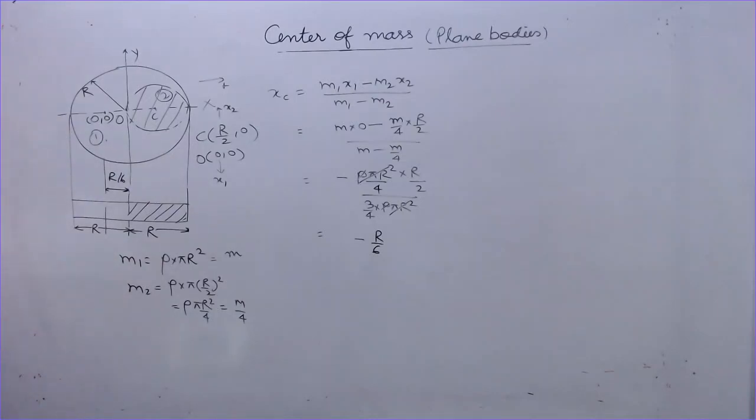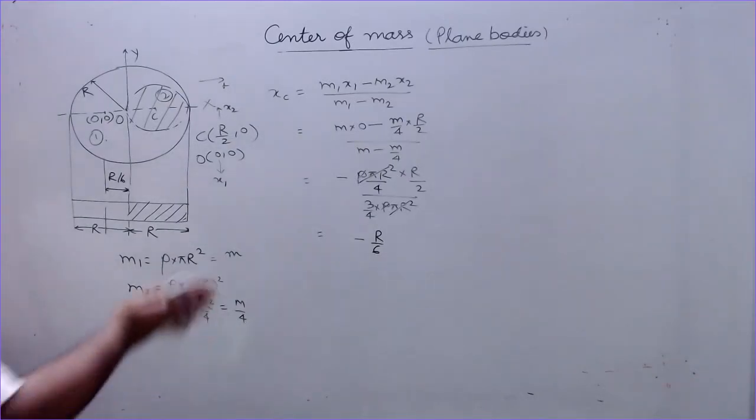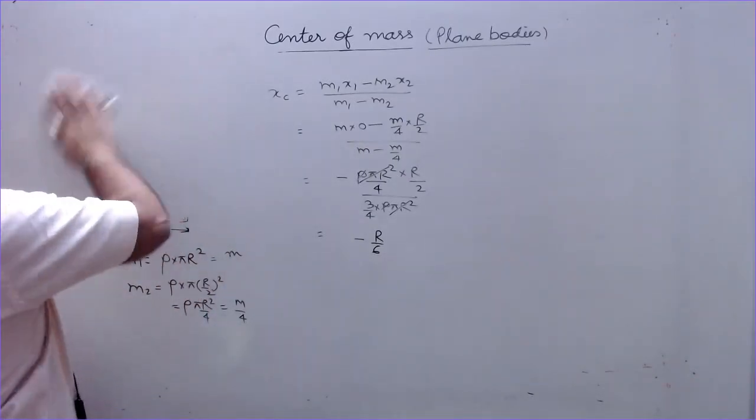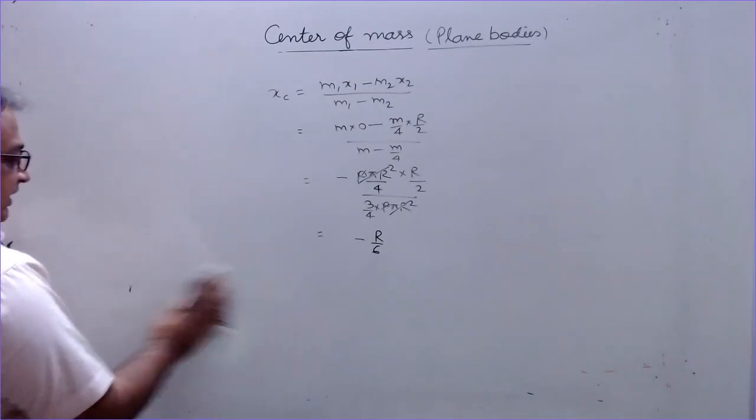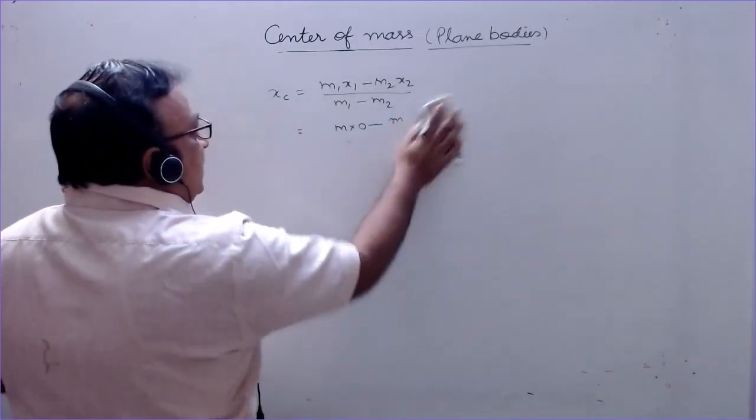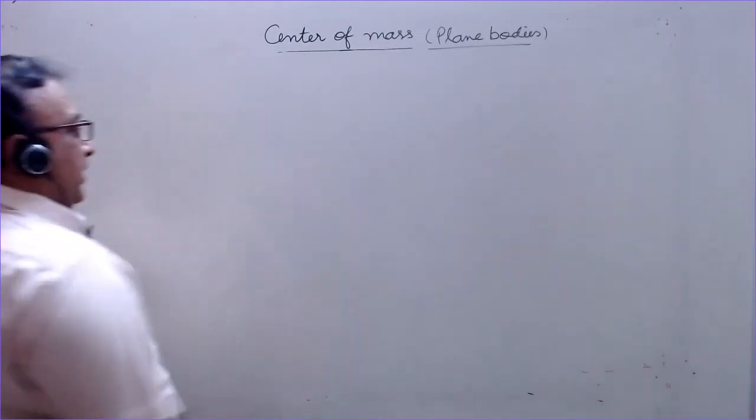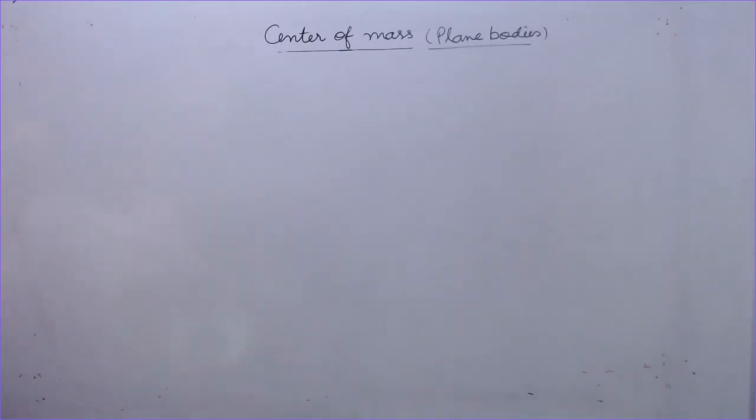So you can see that the center of mass always lies towards the heavier part of the body. The shape of this hole can be of any type. It can be a square hole also, it can be a triangular hole. We have taken a circular hole, so you can try for that also. Now this was the case when the body was detached. We can have the case when a planar body is attached to another planar body.